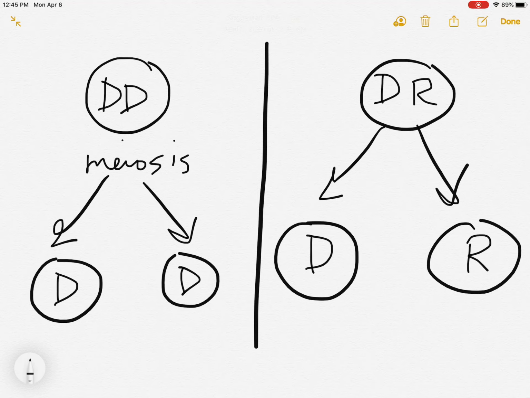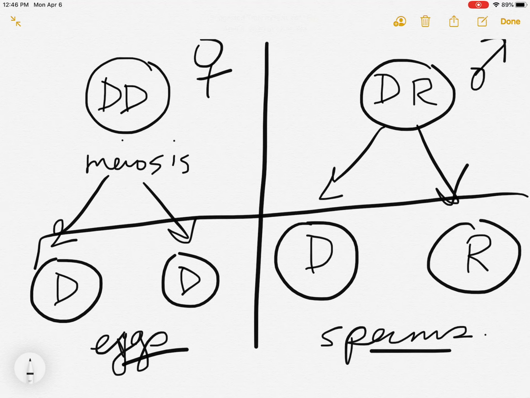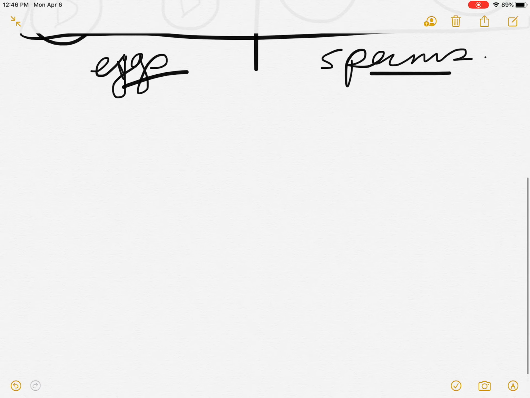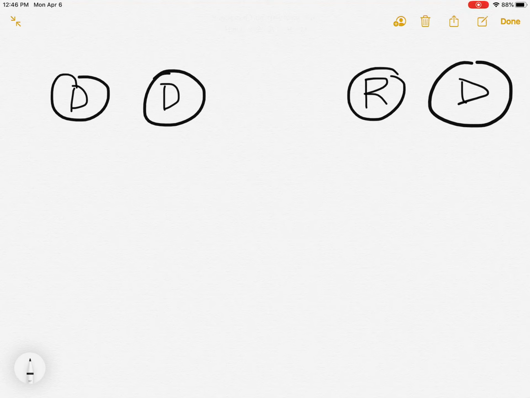So remember, if this is the girl, and this is the boy over here, there we go. Well, these are eggs, and these are sperms. That's what meiosis does. It produces the eggs and the sperms. So let's look at these 4 and see how they might combine. So for instance, if you made these eggs and these sperms, one was D and one was R, well, now you can just look at the combinations.